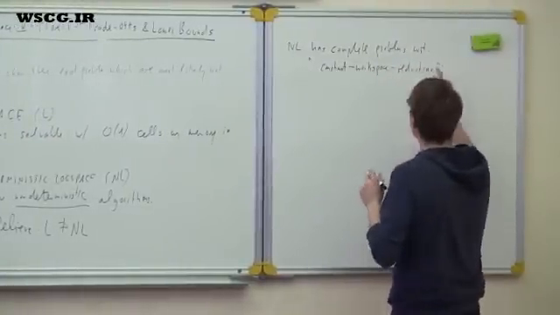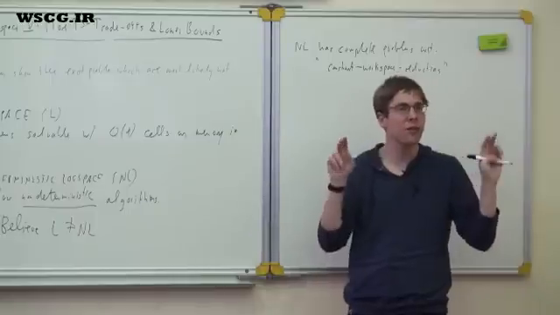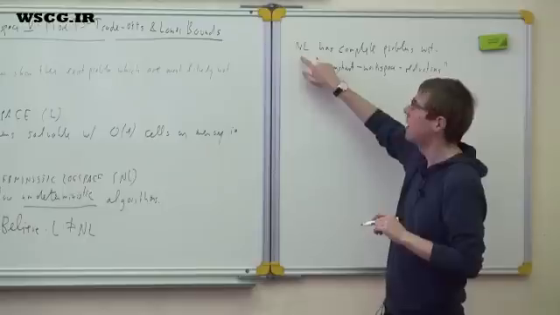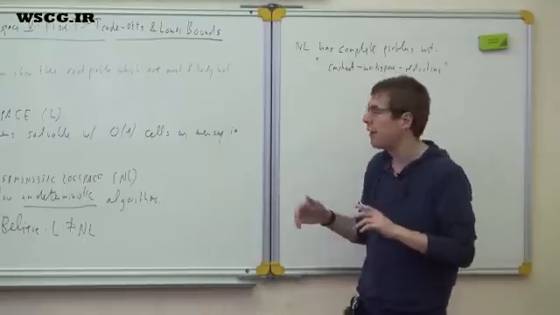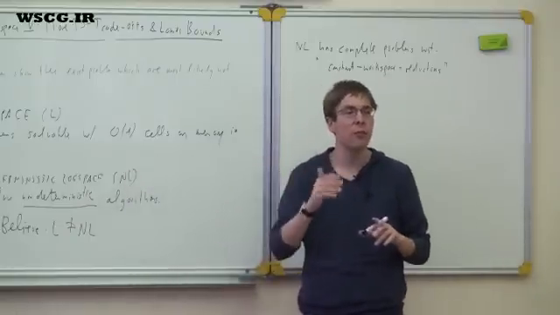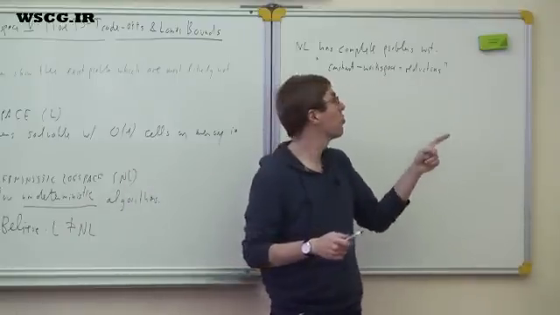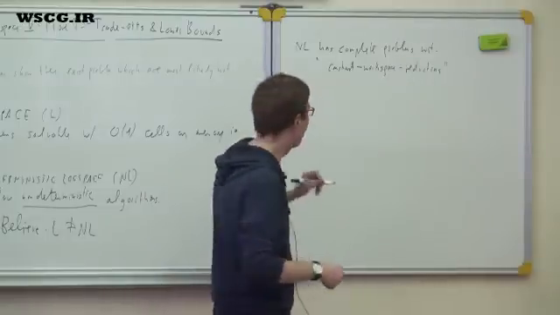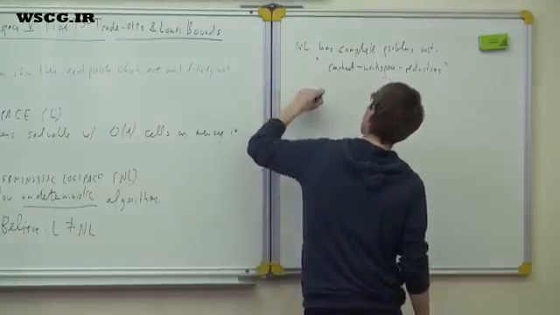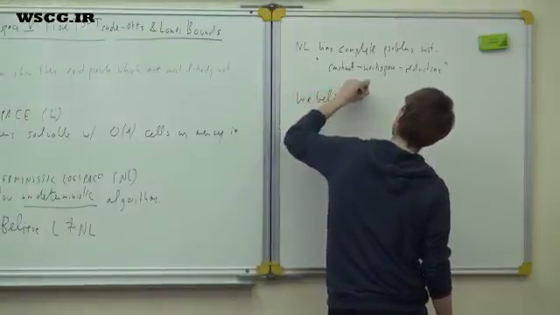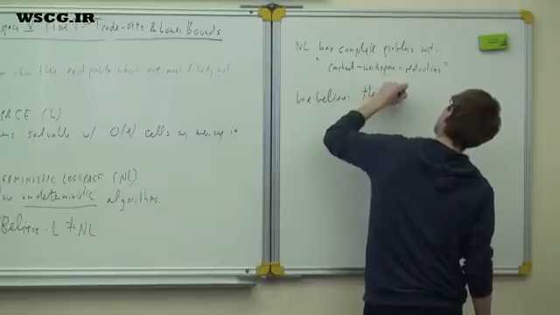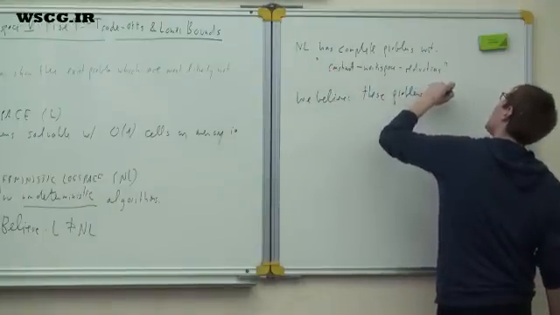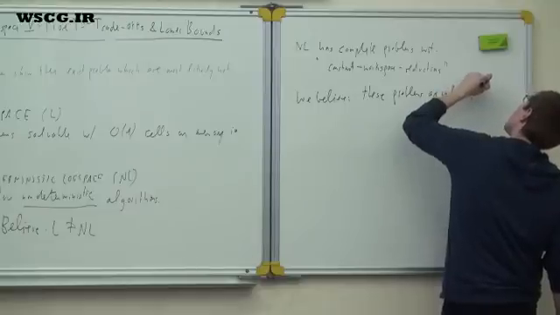I put this into quotes because I'm not really defining what it is. You need to define what exactly this means. But if you define it properly, then you can prove that NL has complete problems with respect to this. This means that there are problems in NL such that every other problem in NL can be transferred to a complete problem with some constant workspace reduction. And we believe these NL-complete problems are unlikely to be in L.